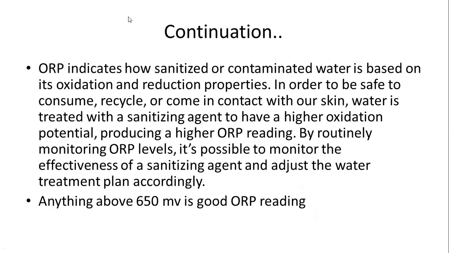So ORP indicates how sanitized or contaminated your water is based on its oxidizing and reducing properties. In order to be safe to consume, recycle, or come into contact with our skin, water is treated with a sanitizing agent to have a higher oxidation potential, producing a higher ORP reading. By routinely monitoring the ORP levels, it's possible to monitor the effectiveness of a sanitizing agent or adjust the water treatment plan accordingly. According to the WHO regulations provided, when you use the ORP meter to measure the oxidation and reducing potential of your water, anything above 600 mV is a good ORP reading.